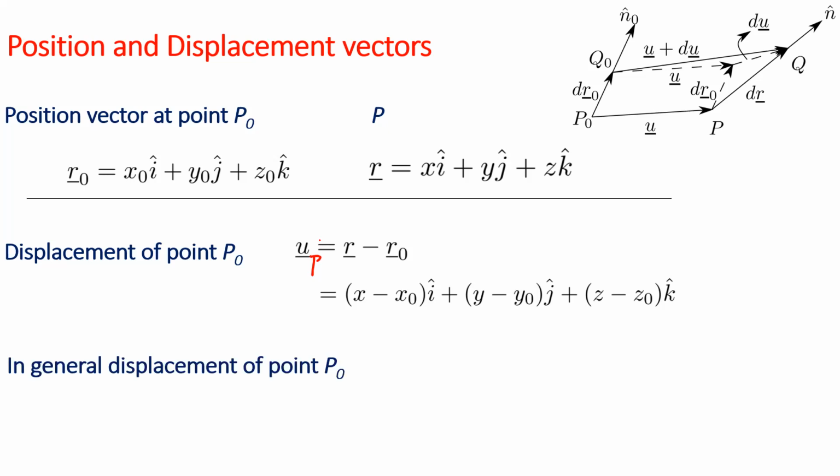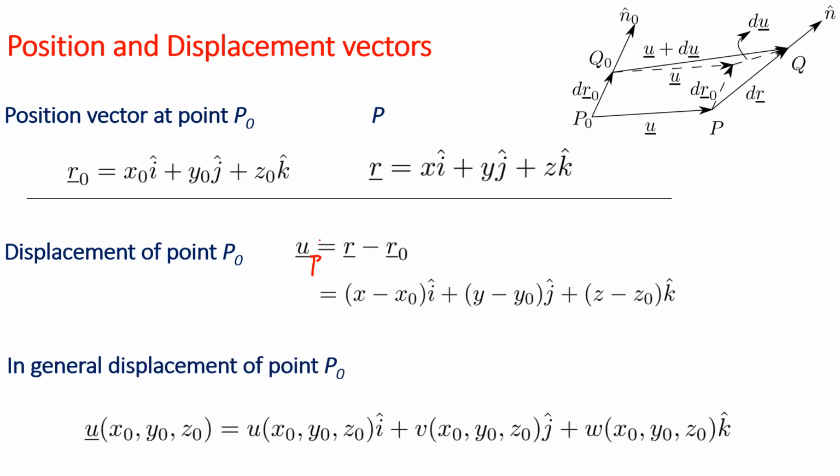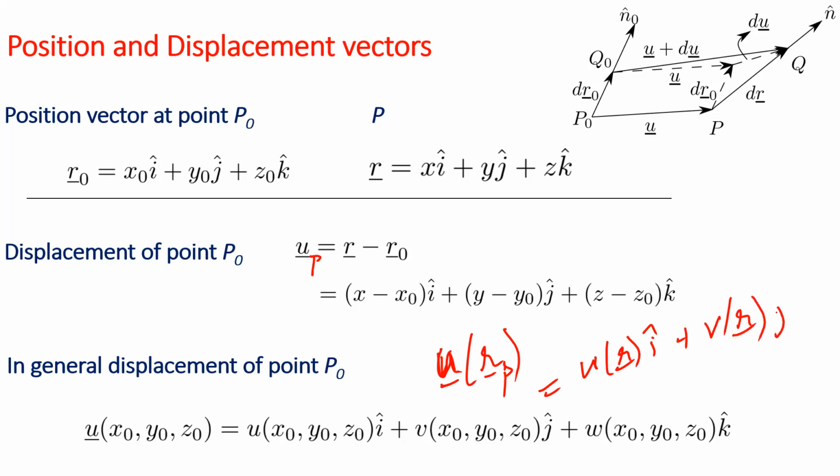Now in general, the displacement at a point is actually a function of that coordinate system. All we are saying is, if you're talking about displacement at a position vector, then it is actually a function of that original position. That is all we are trying to say. I can write this last line as U(r) i hat plus V(r) j hat plus W(r) k hat. Okay, so these are various forms of writing the same displacement.